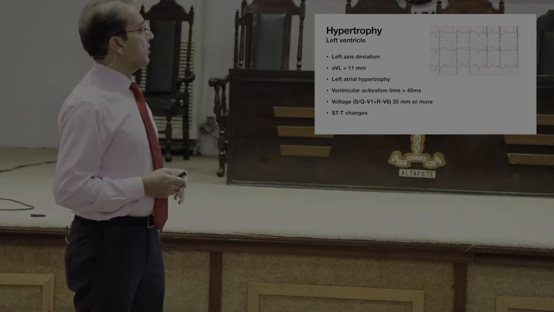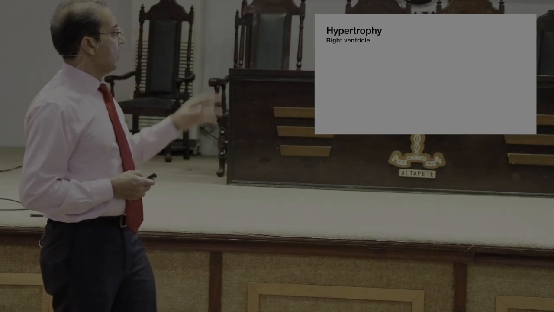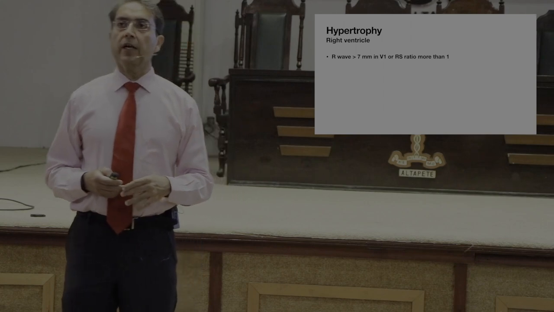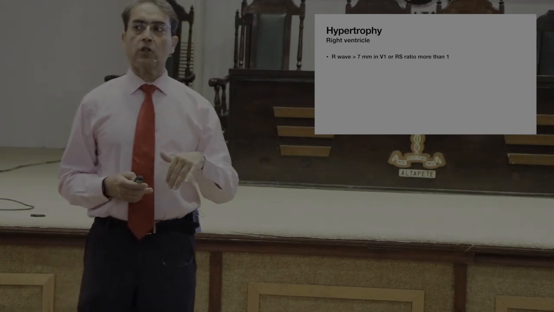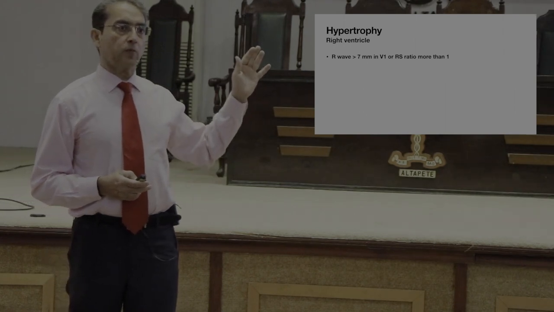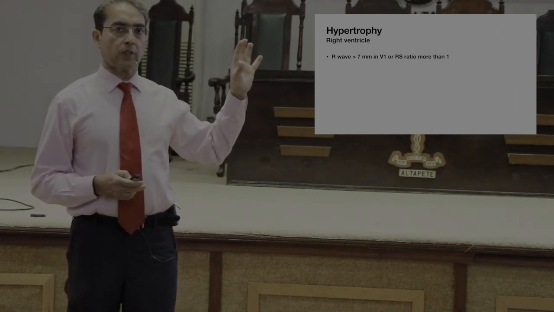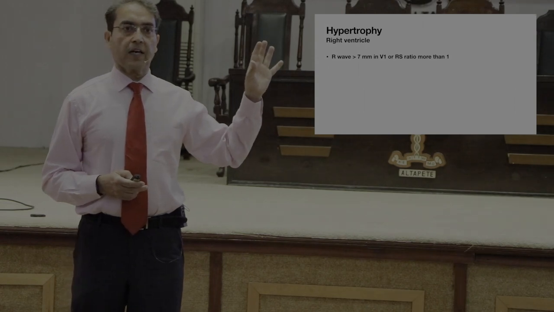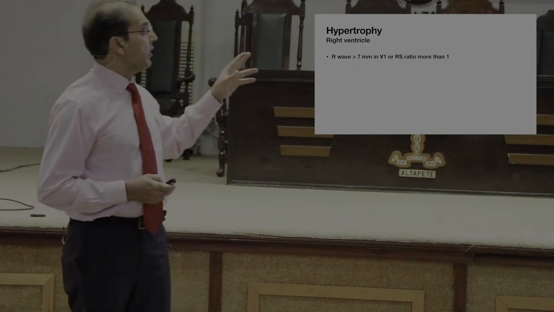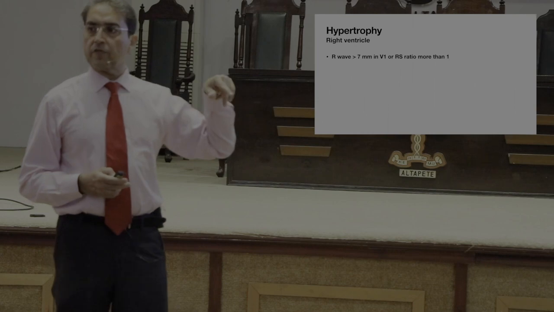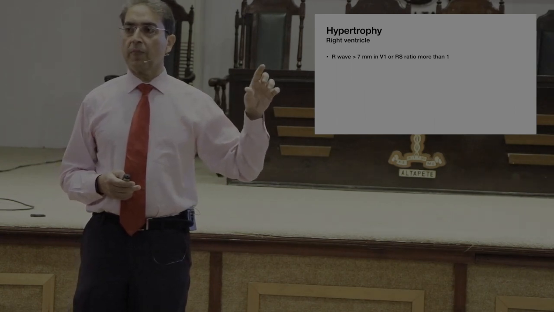Then how do you see right ventricular hypertrophy? R wave greater than 7 millimeters in V1. V1 generally is downward. It shows a negative complex. But if it has a positive complex, if it is more than 7 small squares, the possibility is that there is right ventricular hypertrophy. Or if the ratio of R to S wave is more than 1, that is, the R wave is bigger than the S wave, this is possibly right ventricular hypertrophy.